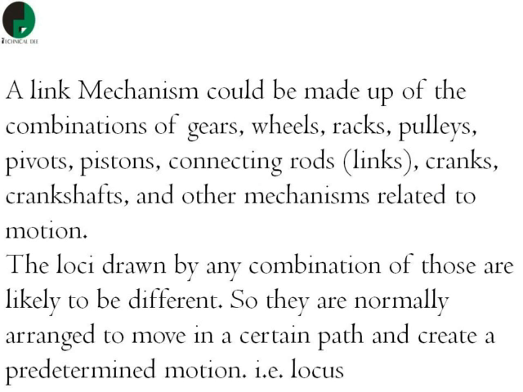A link mechanism is made up of combinations of gears, wheels, racks, pulleys, pivots, pistons, connecting rods, cranks, crankshafts, and other mechanisms to produce this motion. The loci drawn by any combination of those mechanisms are likely to be different, so the engineers or designers arrange them to move along a certain path and create an intended or predetermined motion.